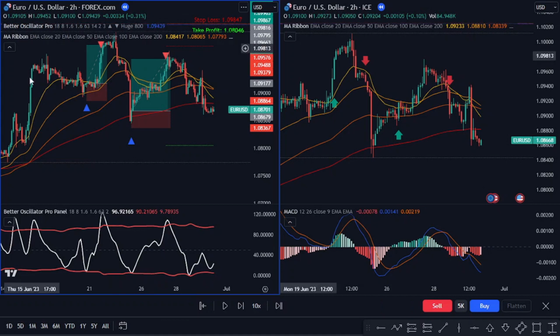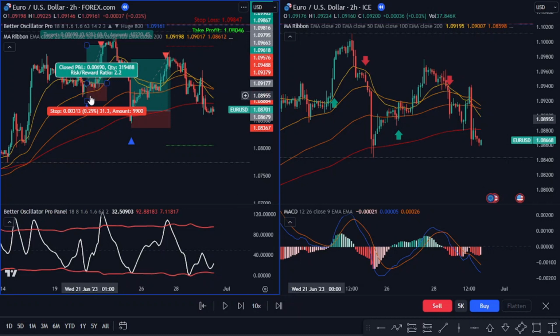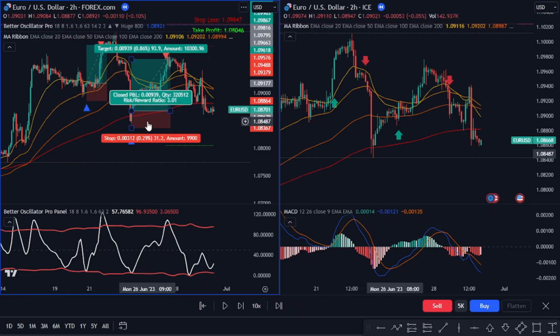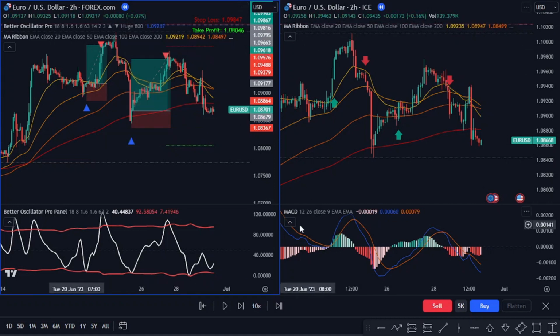Are you tired of using those lagging indicators in your trading? Then I have got something exciting to share with you. Introducing the Better Oscillator Pro. This innovative indicator is designed to revolutionize your trading game and assist you in making more profitable trading decisions like never before.